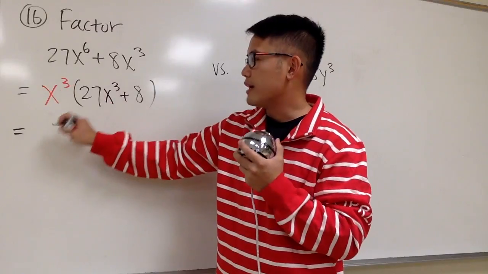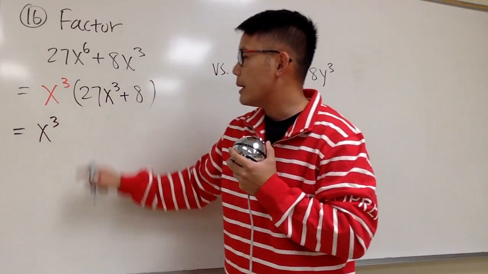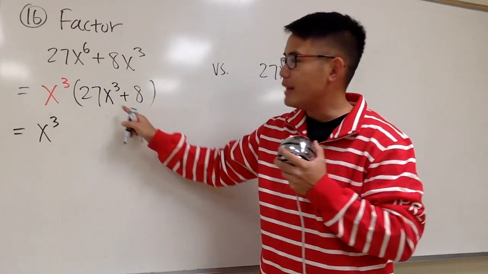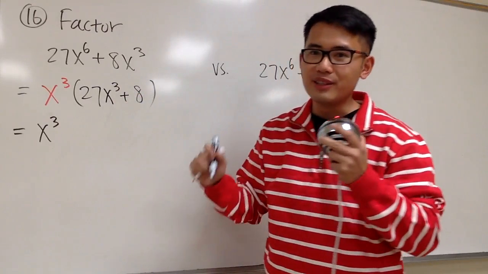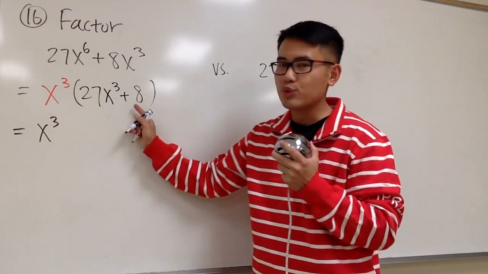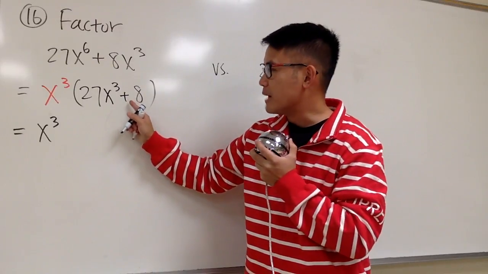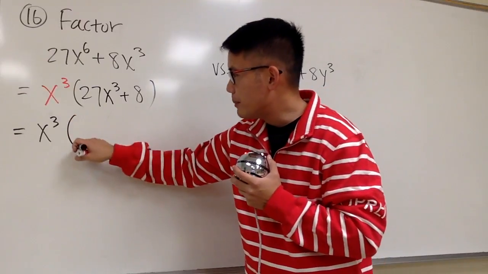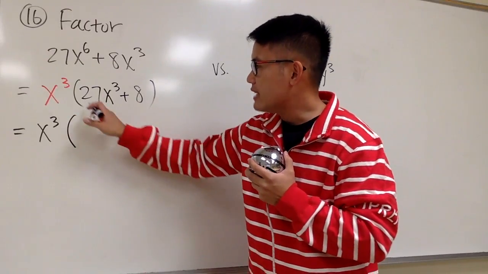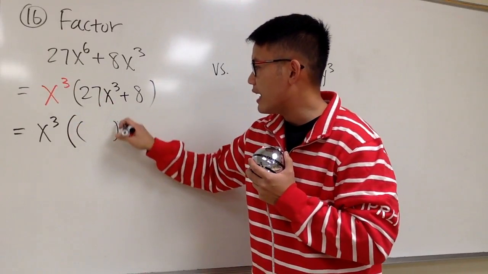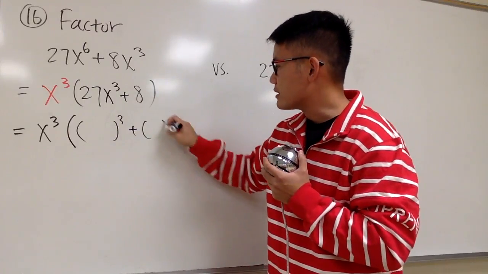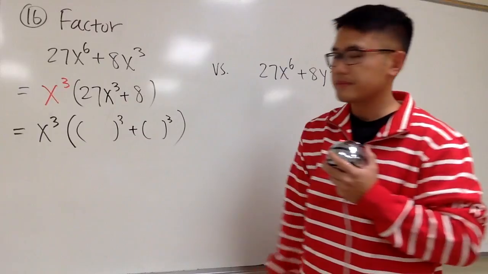This is still x to the third power. Let me just write it down. But then for this right here, we have 2 terms, right? And you see, we have x to the third power, so this is a big hint. We are going to use one of the formulas. This is the sum of 2 cubes. And this is how we get ready. Let's open a big parenthesis right here. And then inside, for this one, I'm going to look at that as something to the third power, and then plus something to the third power for the 8.